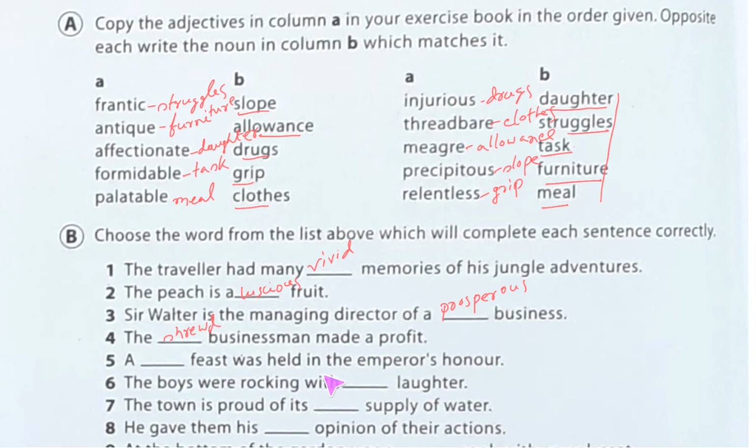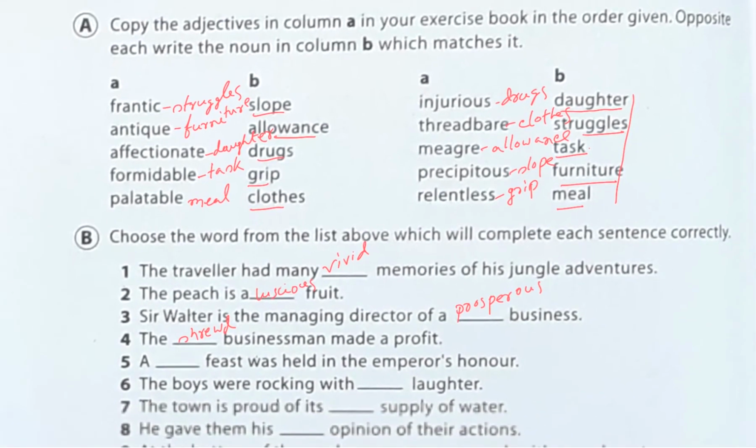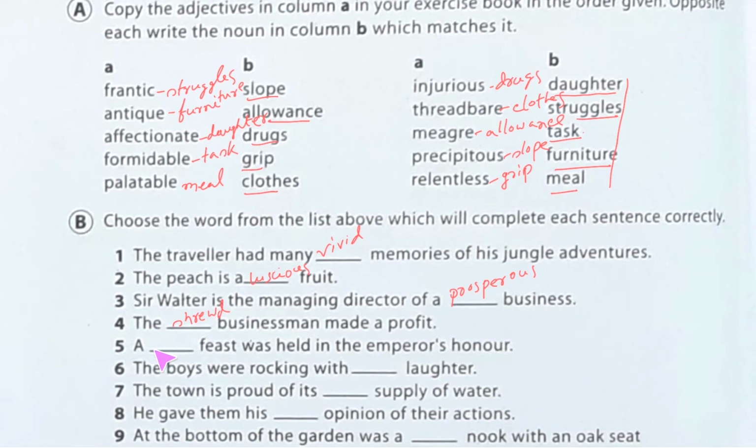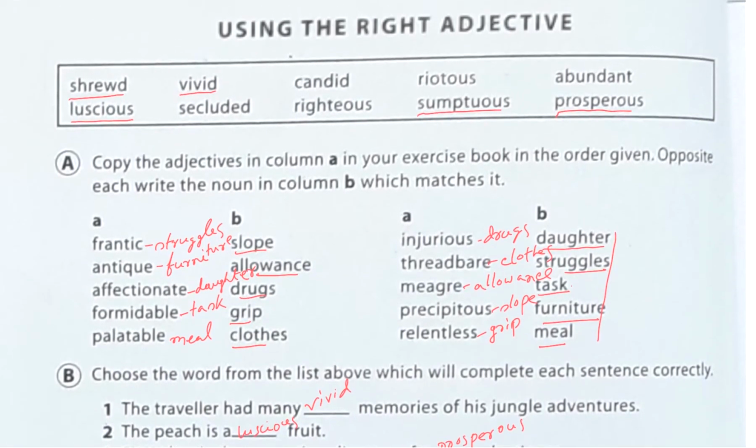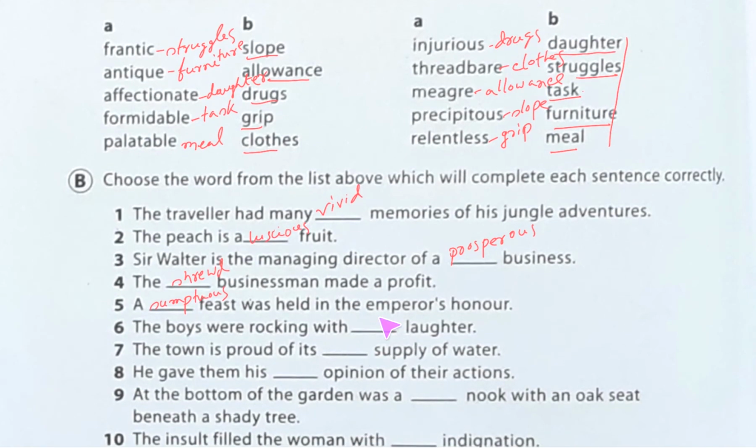Number 5, a dash feast was held in the emperor's honor. What type of feast? This is sumptuous food. Sumptuous means rich, splendid or expensive looking. For this reason we can put here sumptuous. Number 6, the boys were rocking with dash laughter. From this place we can bring the word riotous. Why riotous? Riotous means rowdy or furious. So the boys were rocking with riotous laughter.